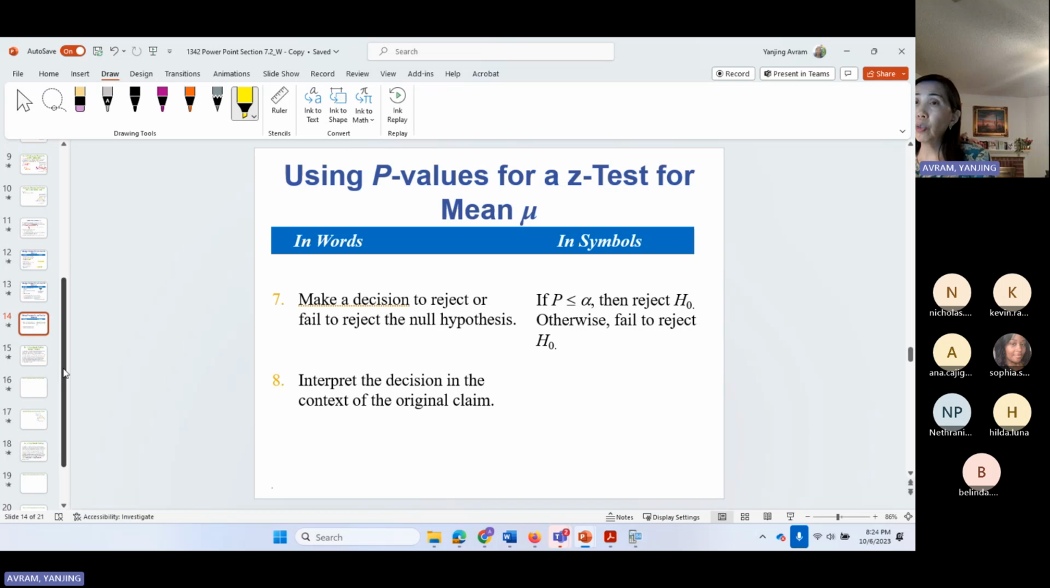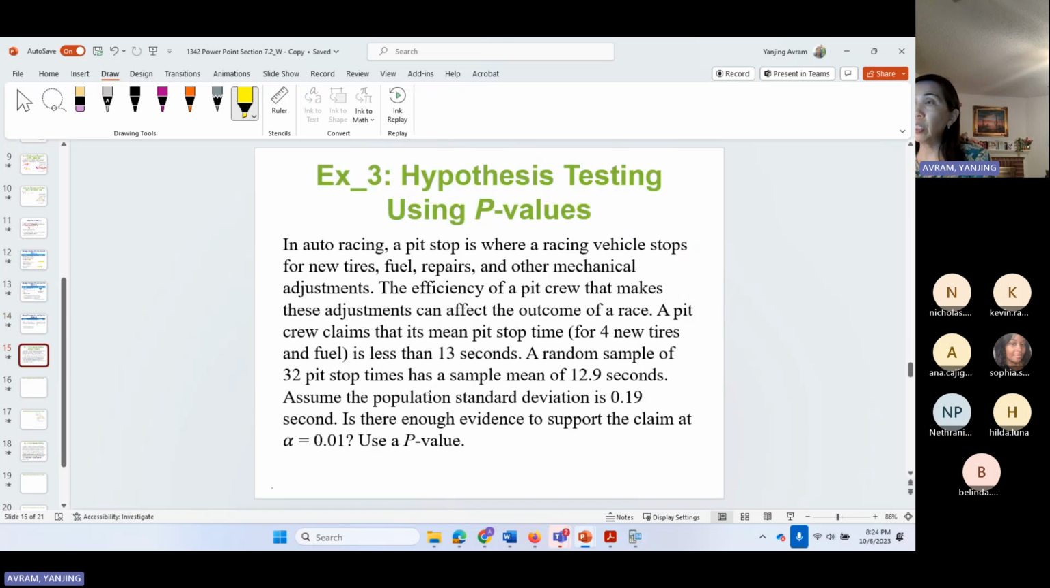All right. So let's look at one detailed question, and we're going to use this question to explain every procedure we just talked about earlier. The good news is the next section is very, very similar to this section, okay? Instead of using z, you're just using t. Otherwise, the procedure will be very much the same, all right? So let's look at this one right here. Hypothesis testing using p-value, okay?